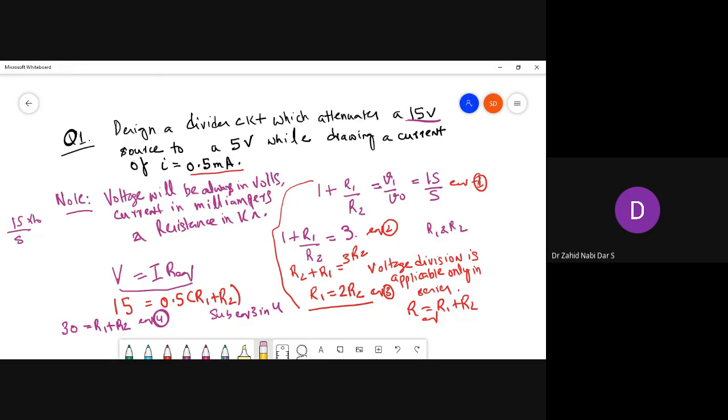So what you do is put the value: R1 plus R2 is 30. So you'll get the value of R1 as 20. Again, R1 is equal to 2R2. So instead of R1, you will put 2R2 plus R2 is equal to 30. So this is 3R2. So R2 is 10 and R1 is equal to 20, right?